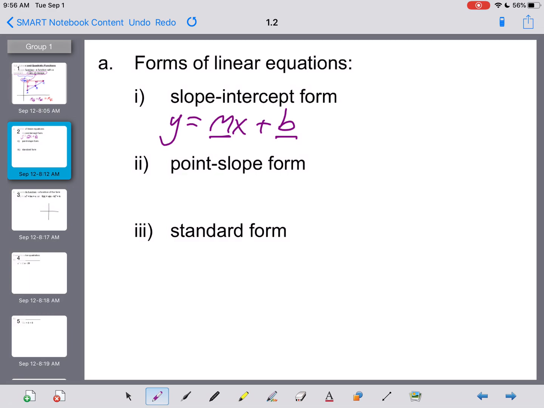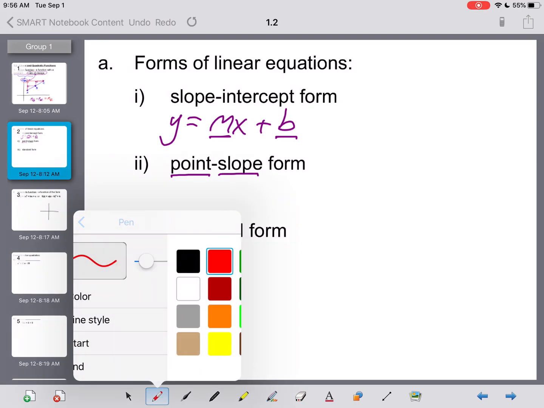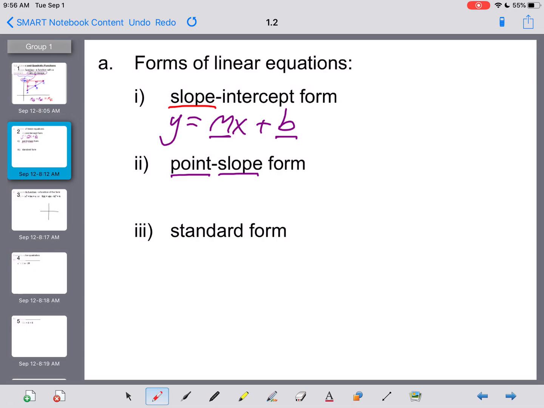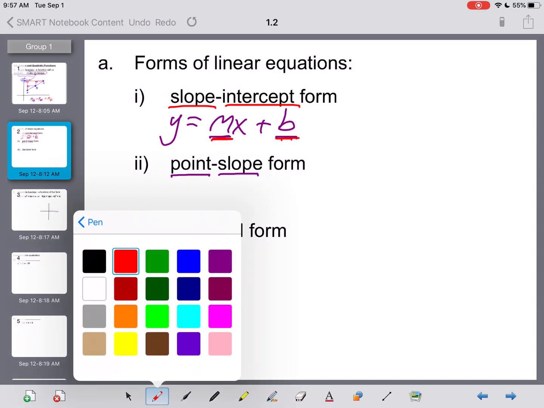First things first, when do we use point-slope form? The name tells you the answer to that. You use point-slope form when you know a point that's located on the line and you know its slope, as opposed to slope-intercept form, which you use when you know the slope of a line and you know its y-intercept. M is your slope, B is your y-intercept. But back to point-slope form here.